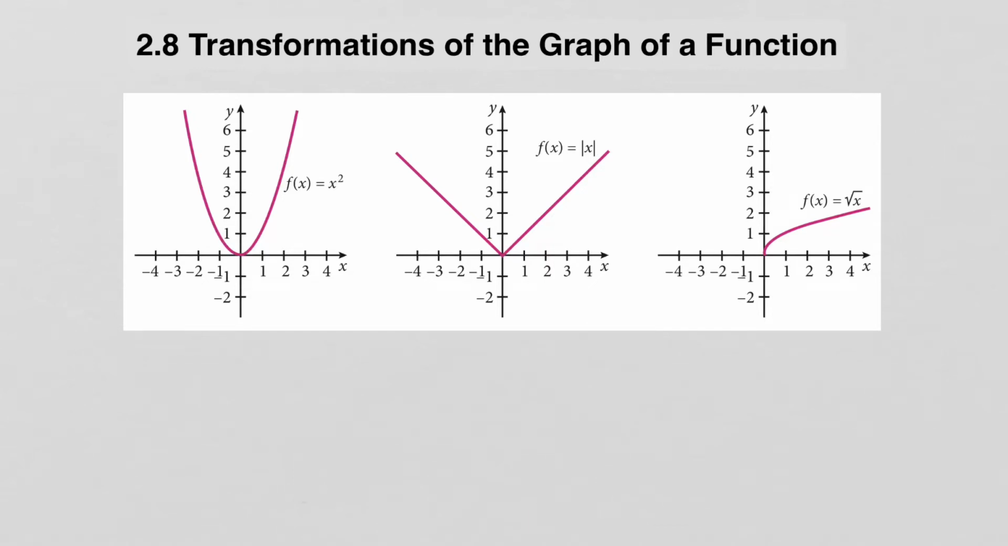In section 2.8, we look at transformations of the graph of a function. And for this section, we are primarily going to focus on three basic functions. We're going to look at transformations of the graph of the function f of x equals x squared, which is this parabola. Also, f of x equals the absolute value of x, which is this V-shaped graph. And finally, f of x is equal to the square root of x.